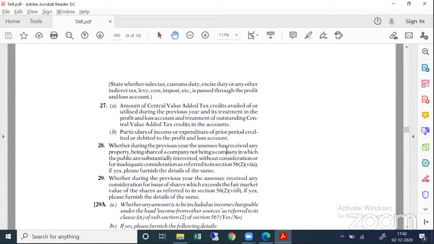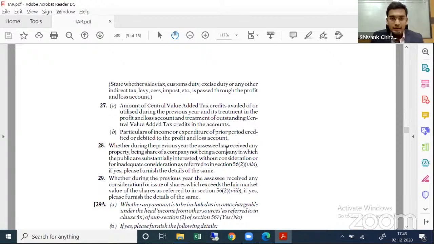What are the views? Shivang ji, please go ahead with this point on the difference between 27A and 27B. My question here is, why have they put 27B as prior period income or expenditure with a point which is related to input tax credit? Are they trying to draw a nexus? What could be the reason?